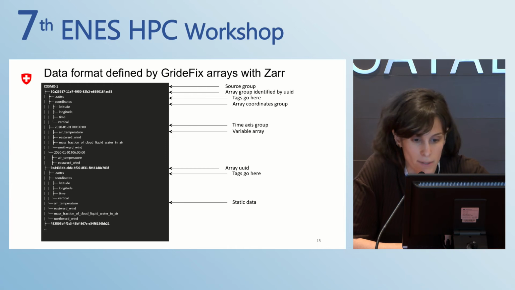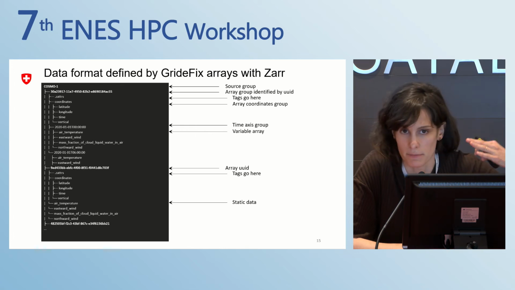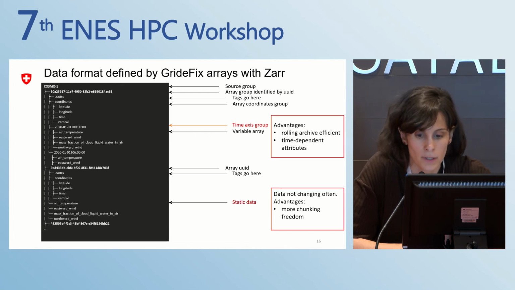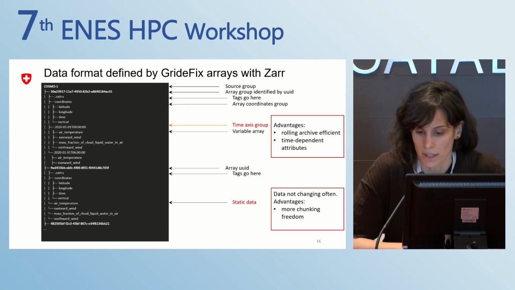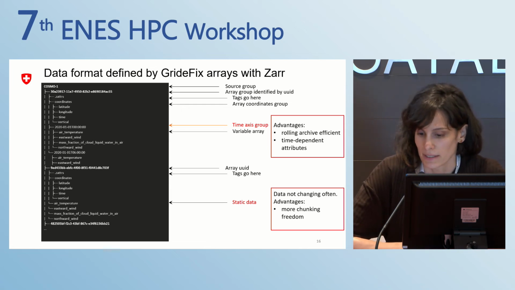And every variable is then a Zarr array. So you would have many of these arrays, or maybe also the one which is below, which is just about static data, so you don't have the time axis split in the group. The reason why we have a time axis group is to make this rolling archive strategy more efficient.